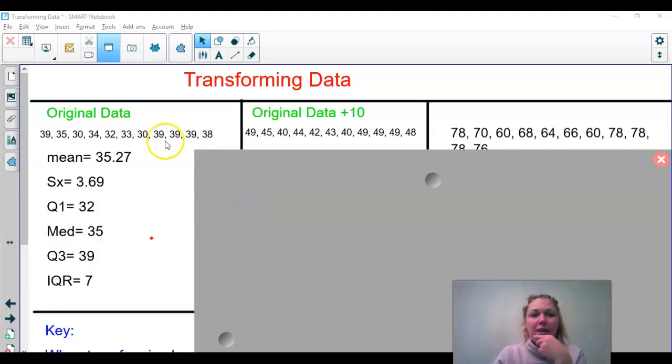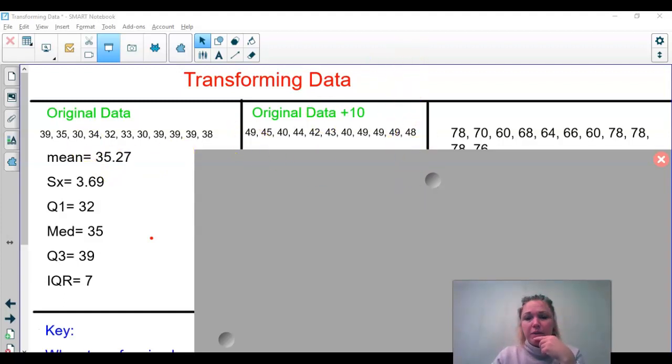Okay, so we talked about having this data, right? These are the ages of celebrities. And we talked about why sometimes statisticians do transform data. Some of you know that as curving, if your teacher curves a test. So what are we gonna do here? What I wanna do is take this original data and add 10 to it.